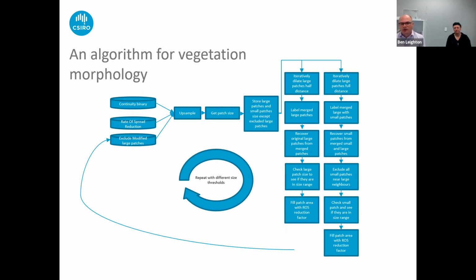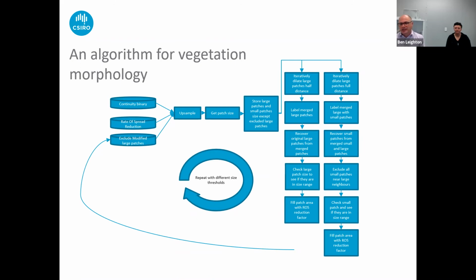Sometimes we'll iteratively dilate a single, two patches, half the distance that we're interested in, or sometimes we'll iteratively dilate a large patch, the full distance that we're interested in. We'll label the merged patches in both cases, and then we'll recover the original patches from the merged areas to actually find out what original patches in vegetation touched.